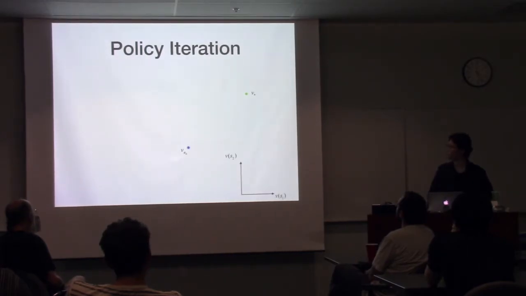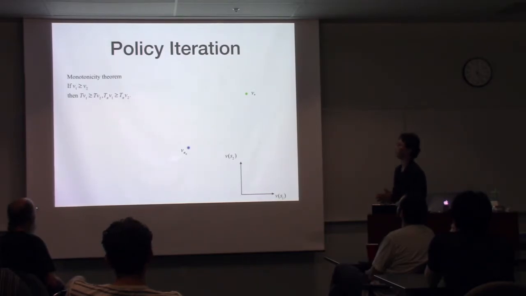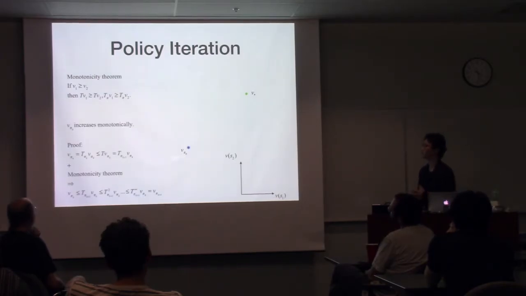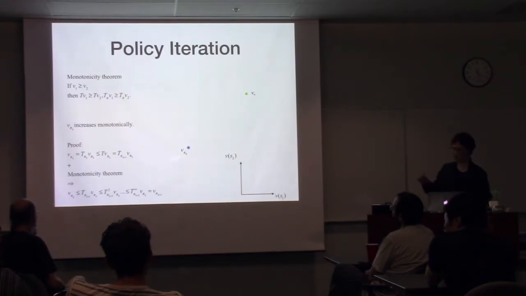And how does policy iteration look? Well, first I'm going to introduce a very interesting theorem. This is very useful. Basically it says that if there are two vectors and you apply the same Bellman operator on these two vectors, then the order of these two vectors doesn't change. With this monotonicity theorem, we can show that v pi k actually increases monotonically. This is a very short proof, but I don't have the time to talk about the proof today. So if you're interested, you can check these proofs after the talk.